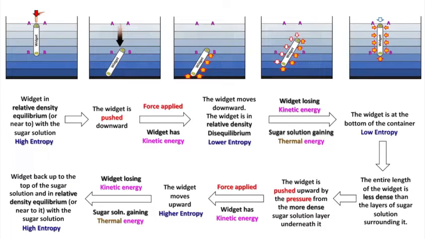The entire length of the widget is less dense than the layers of sugar solution surrounding it. The widget is pushed upward by the pressure from the more dense sugar solution layer underneath it. Force applied. Widget has kinetic energy. The widget moves upward, higher entropy. Widget losing kinetic energy. Sugar solution gaining thermal energy. Widget back up to the top of the sugar solution and in relative density equilibrium or near to it with the sugar solution, high entropy.